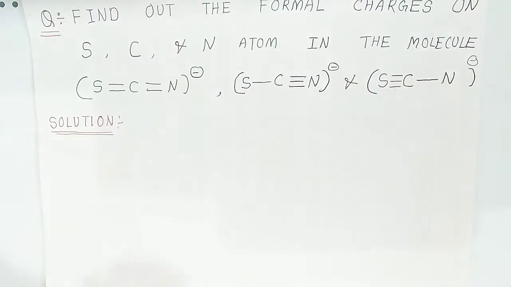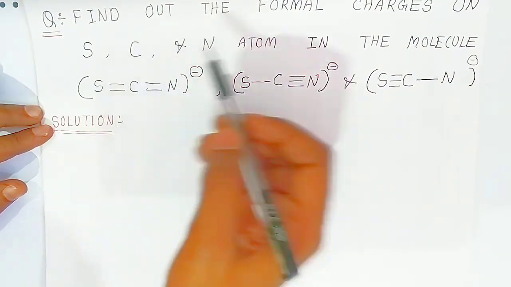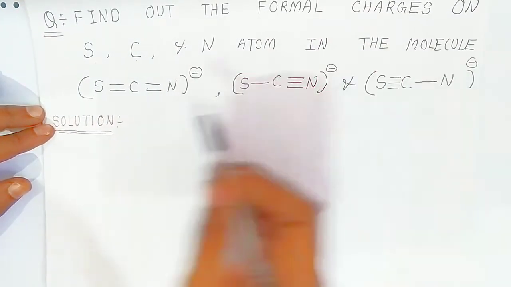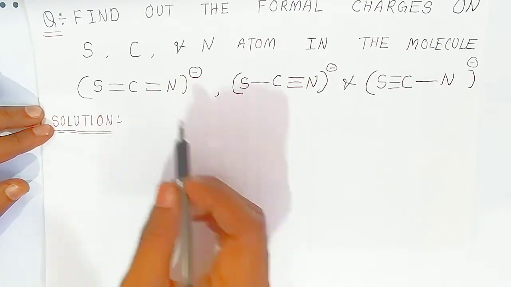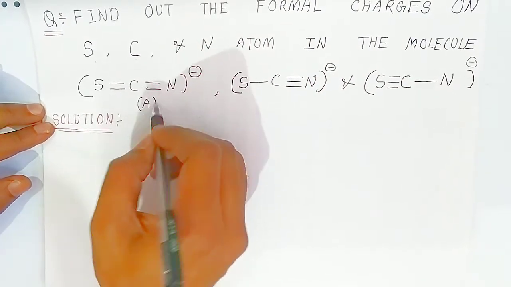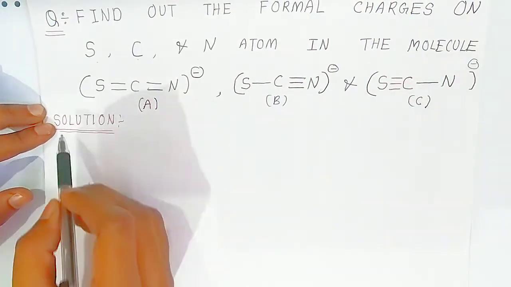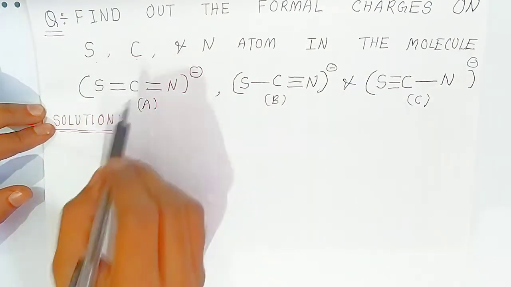Okay students, here in examination students they are asking a 2 marks question. Find out the formal charge on sulfur, carbon and nitrogen atom in a molecule thiocyanide. Now students, these are the thiocyanides having different structure. So suppose this is structure we call as structure A, this is structure B and this is structure C. Now we are going to find the formal charge of sulfur, carbon and nitrogen atom in these thiocyanide.